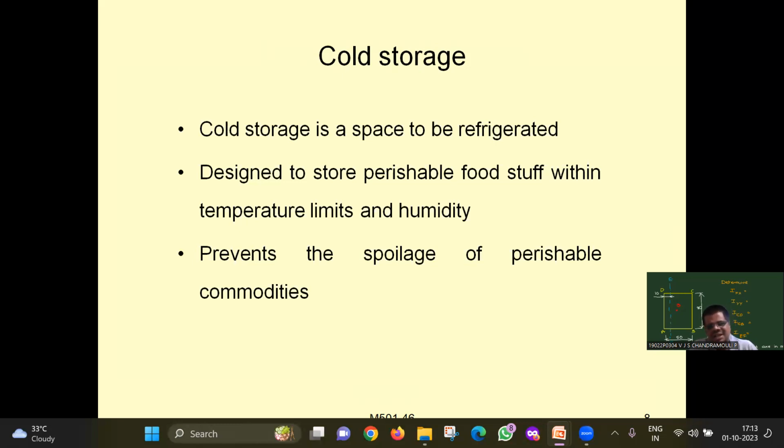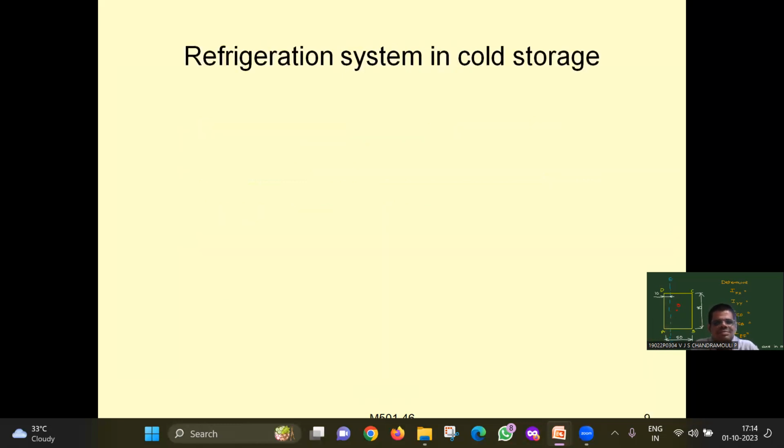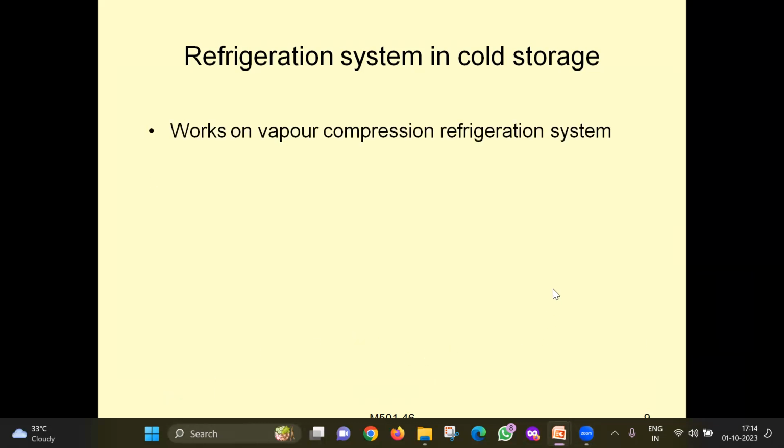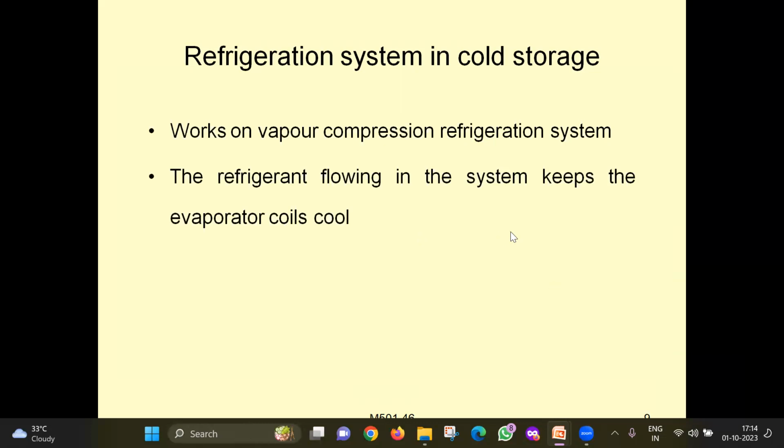So when it is kept in cold atmosphere, any food item, it is not spoiled. That's why we keep our food like milk, meat, or vegetables in the refrigerator. Since at low temperatures, it is not spoiled. Right. And it also works on vapor compression system.